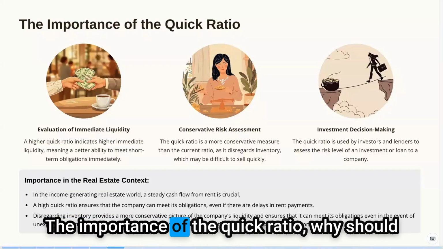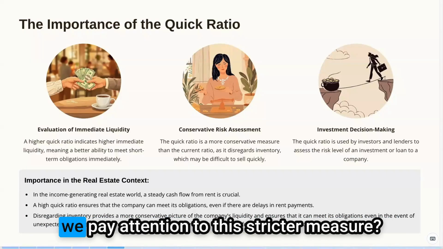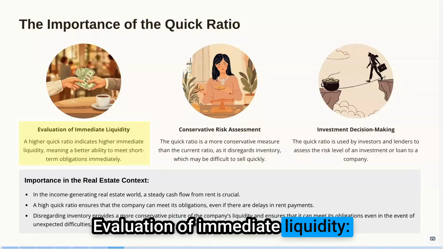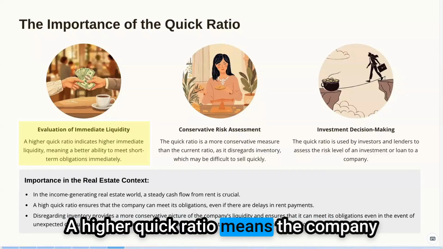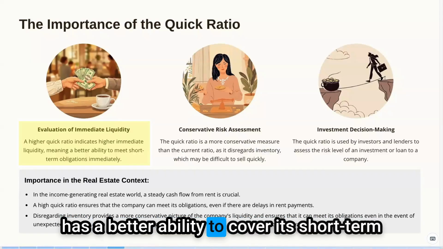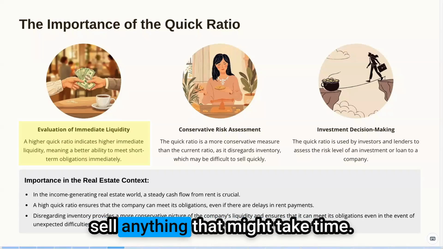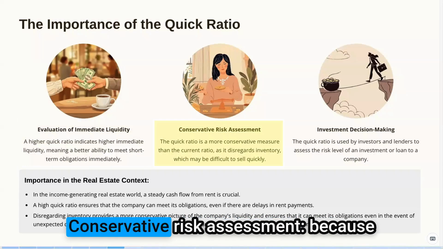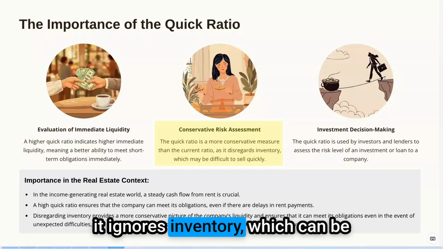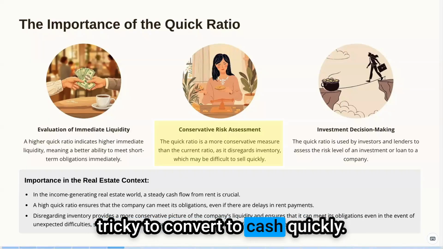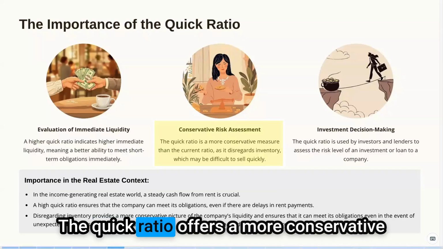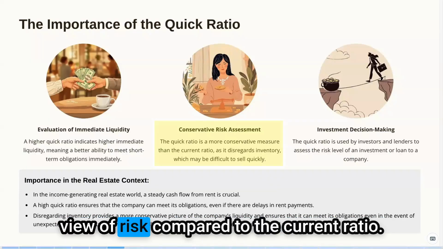The importance of the quick ratio. Why should we pay attention to this stricter measure? Evaluation of immediate liquidity. A higher quick ratio means the company has a better ability to cover its short term debts right now without waiting to sell anything that might take time. Conservative risk assessment. Because it ignores inventory, which can be tricky to convert to cash quickly, the quick ratio offers a more conservative view of risk compared to the current ratio.